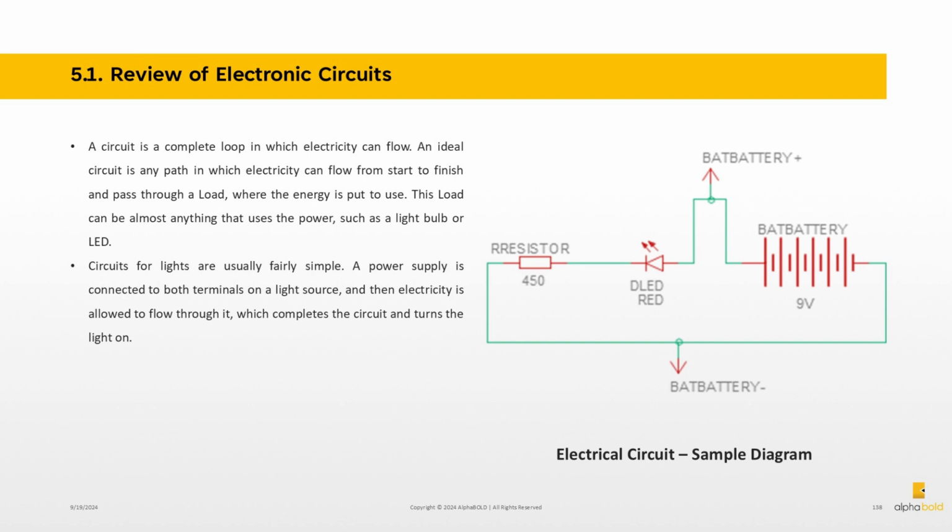Electronic circuits. A circuit is a complete loop in which electricity can flow. An ideal circuit is any path in which electricity can flow from start to finish and pass through a load, where the energy is put to use. This load can be almost anything that uses the power, such as a light bulb or LED. Circuits for lights are usually fairly simple. A power supply is connected to both terminals on a light source, and then electricity is allowed to flow through it, which completes the circuit and turns the light on.